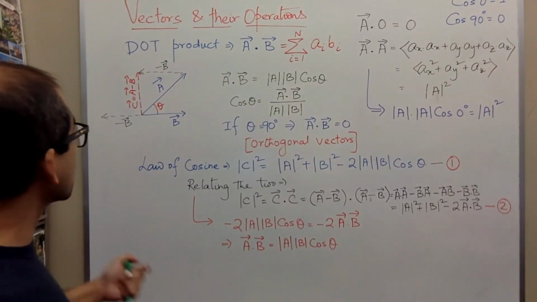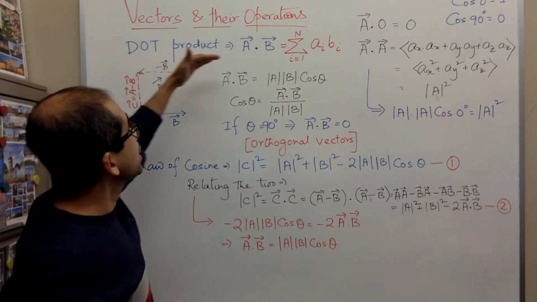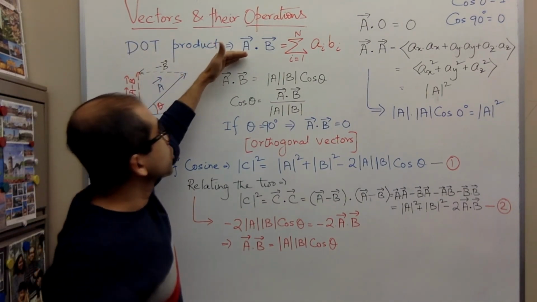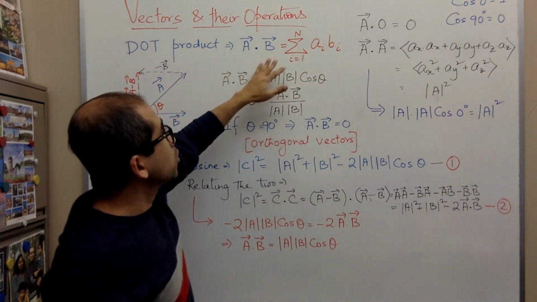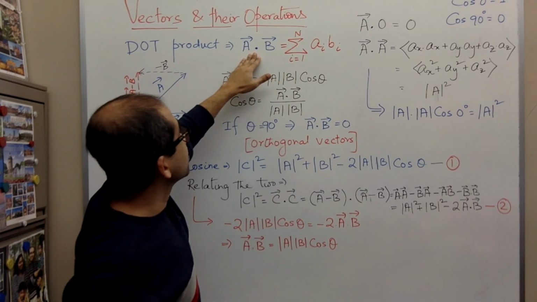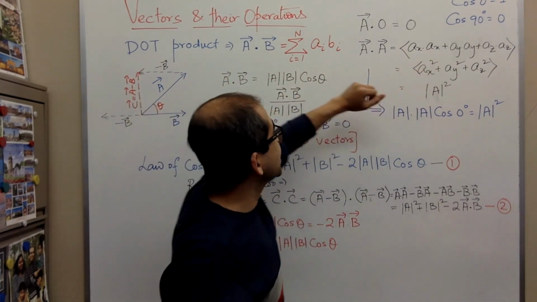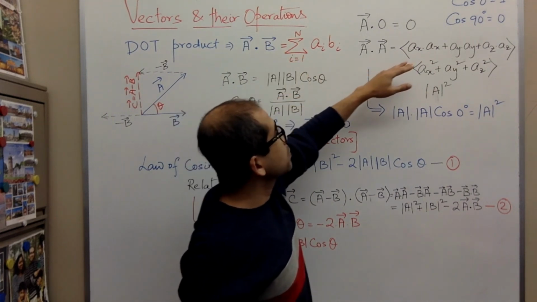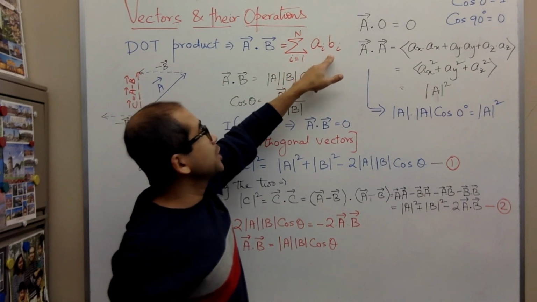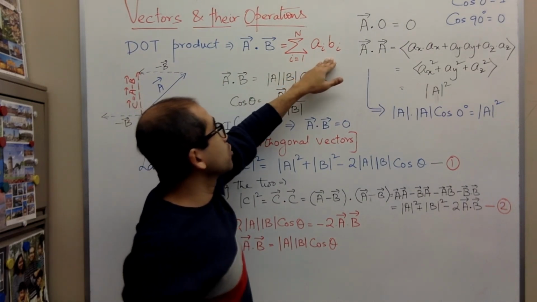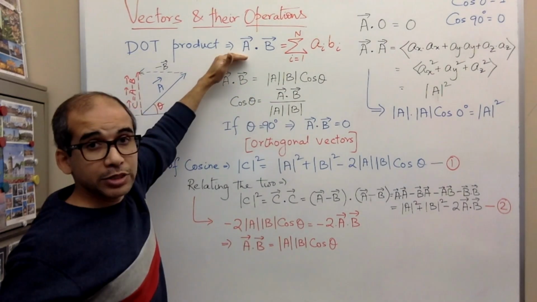Some more operations on dot product. Dot product, as we have already seen, A dot B, two vectors. It's the sum of the corresponding components in A and B. So let's say A is AX, AY, and AZ, and B is BX, BY, and BZ. Then AX and BX we multiply. So the corresponding components we multiply, and then we sum up over all components. This is one way of representing dot product.